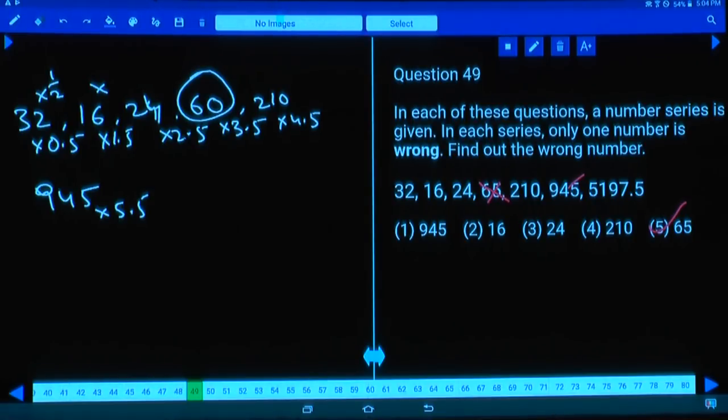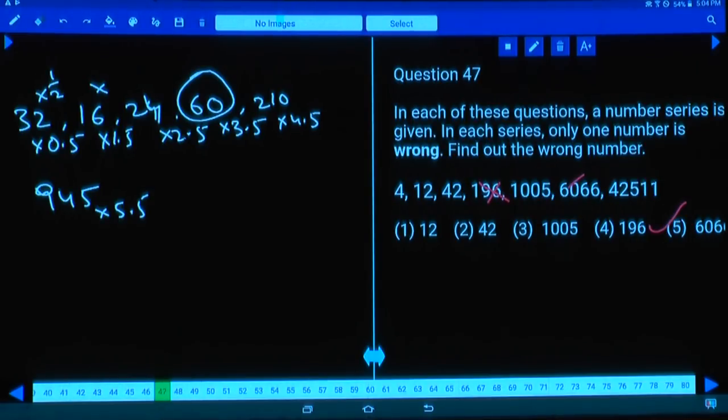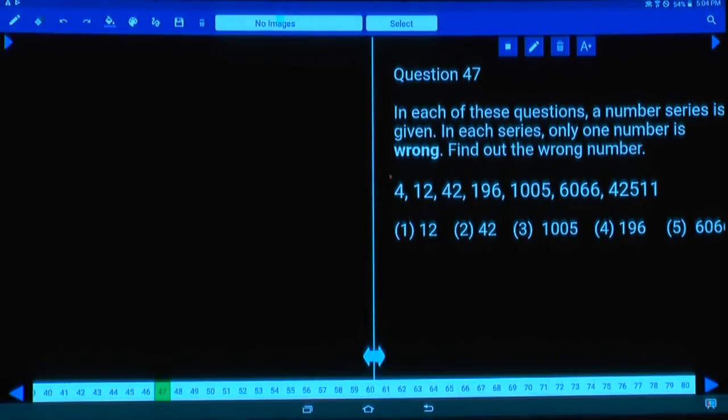Then question number 47. Now in this 47: 4, 12 and again 42, 196, 1005, 6066, 42,511. Now starting at 4, ending at 42,000, the numbers are increasing at a very faster rate. As the numbers are increasing at a very faster rate, then it must be product or combination.